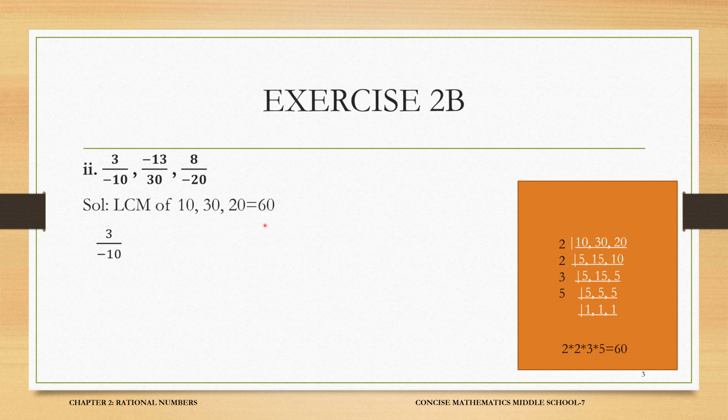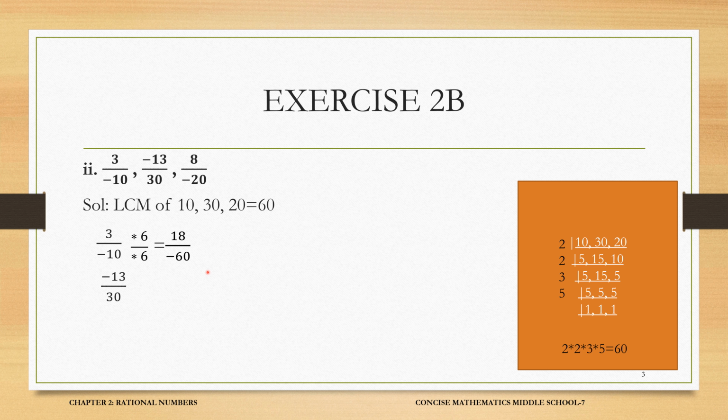For that, just take the first rational number, and to make this 10 into 60, you have to multiply it with 6. Because you are multiplying the denominator with 6, even the numerator should be multiplied with 6. So 3 6s are 18, plus into minus is minus, 6 tens are 60.